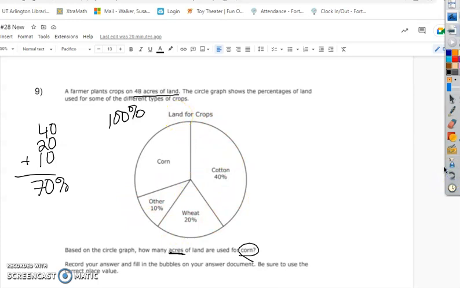Now, our job is to figure out what's left, right? 100%, and I'm going to take away 70%. Whatever I get, that goes right here. That's not your answer. The answer does not ask for the percent. It says how many acres. So remember, you change the percent to a decimal and multiply.